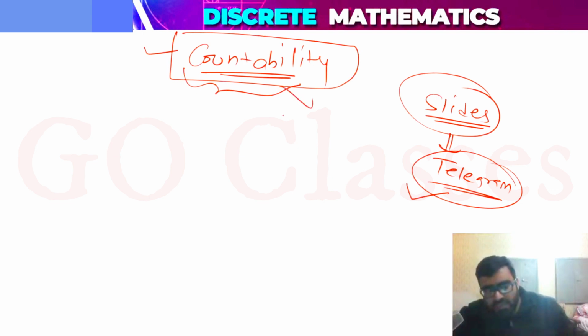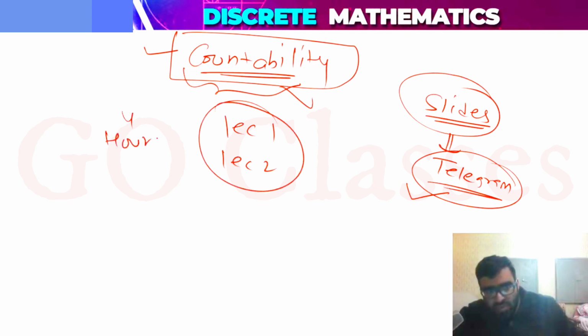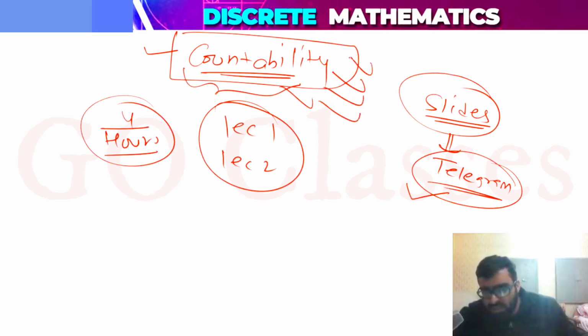Anyway, these two lectures are enough. I am just saying lecture 1, lecture 2, these two lectures, of course, almost 4 hours. We have taken almost 4 hours, but these 4 hours are enough for you to understand countability and to formally prove countability. Every result you can prove, every question you can solve. Basically you can get the feel of this subject. You can see this is a very interesting subject.